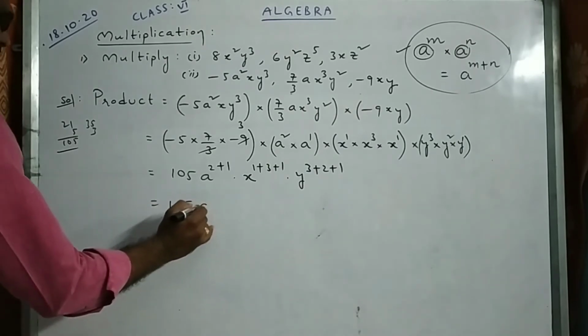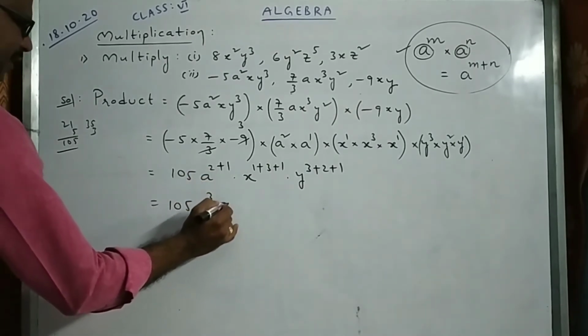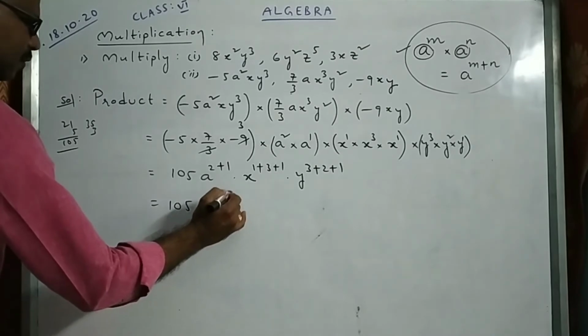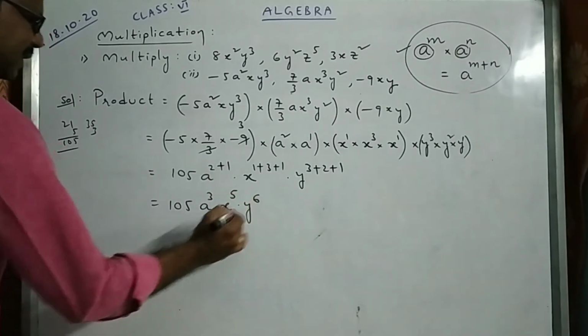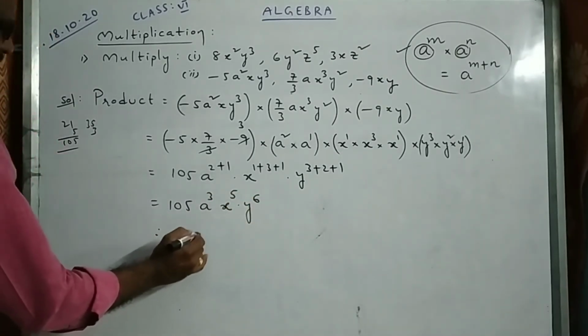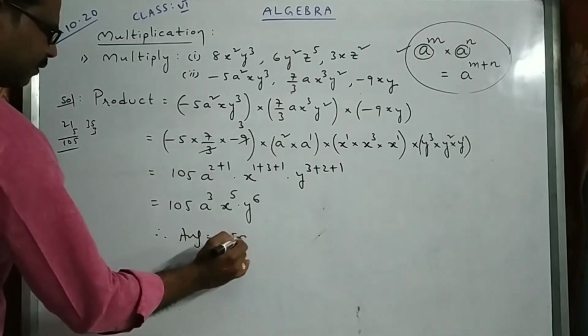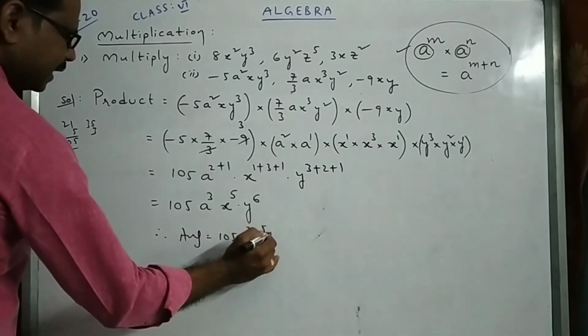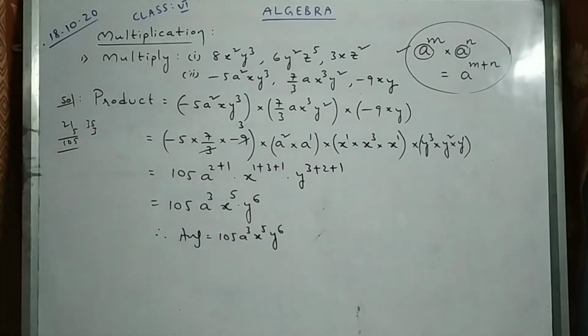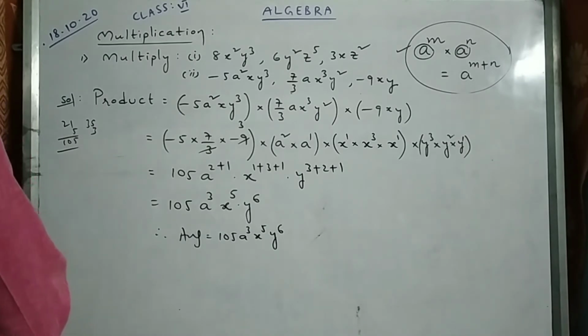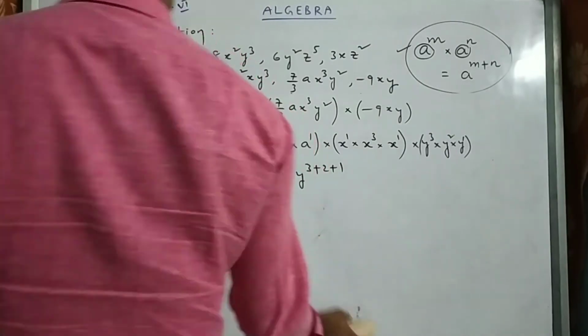Nothing else. A to the power 2 plus 1, 3. X to the power 3 plus 2, 5. Y to the power 6. So therefore the answer is 105 a cube x to the power 5 y to the power 6. Okay? That is the multiplication of monomials. Now let us see some more problems.